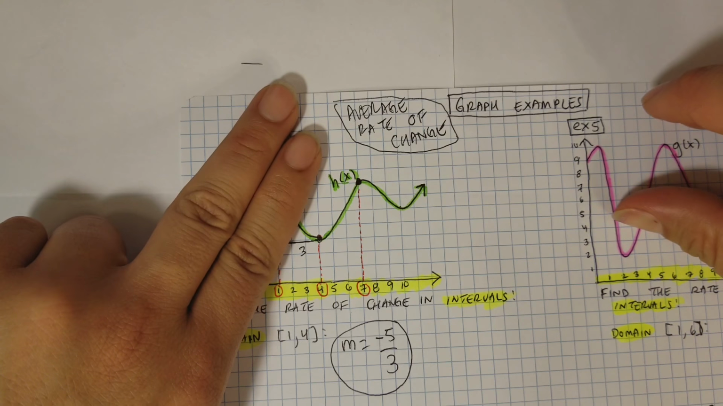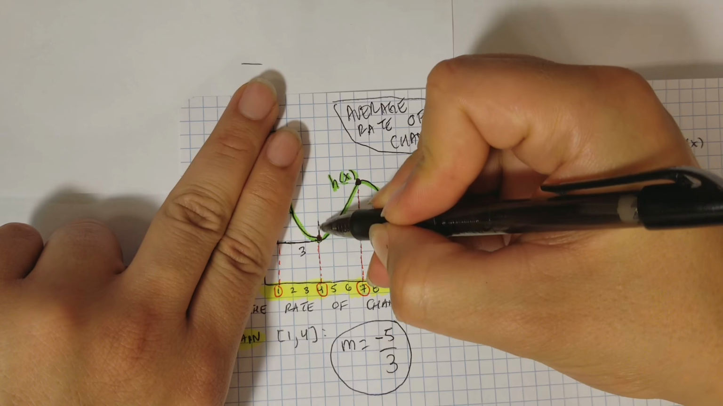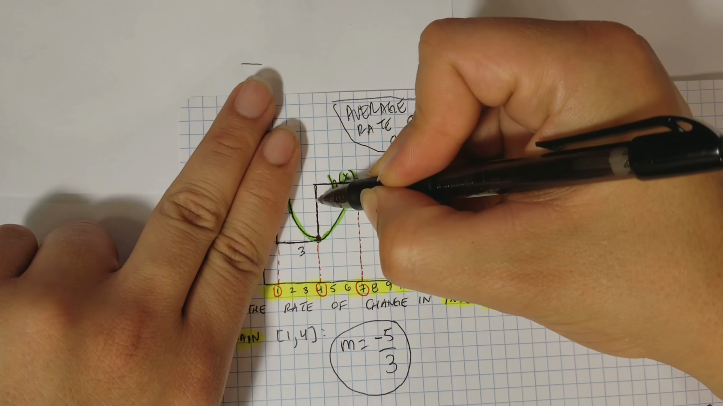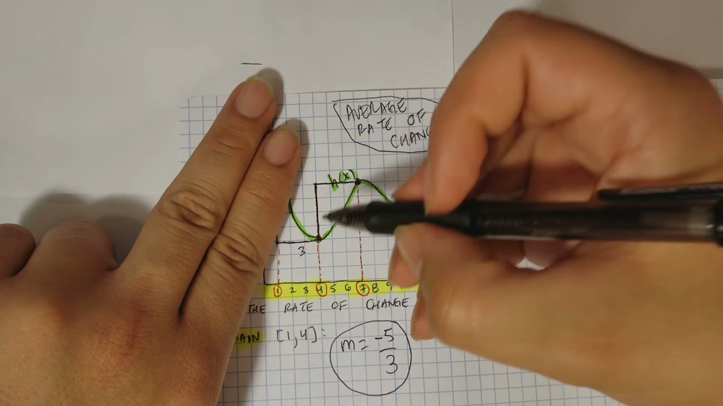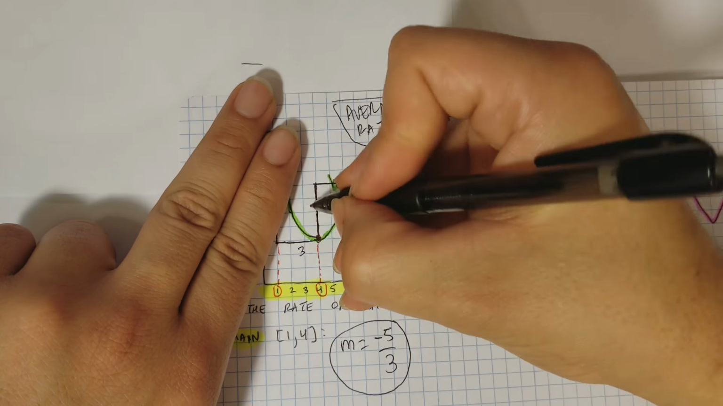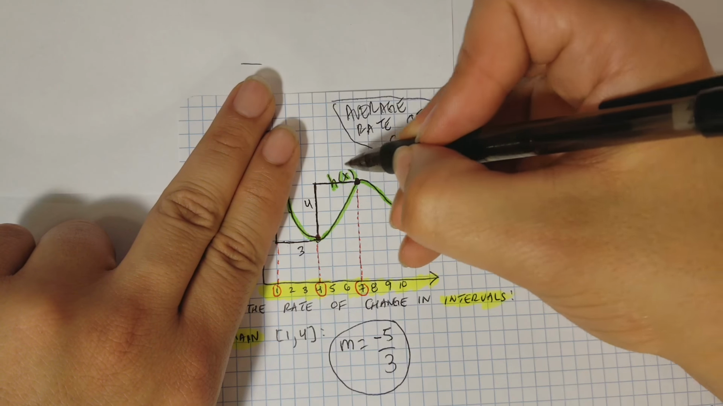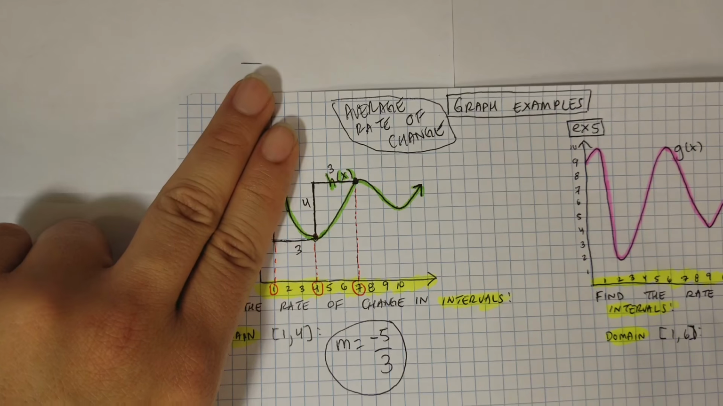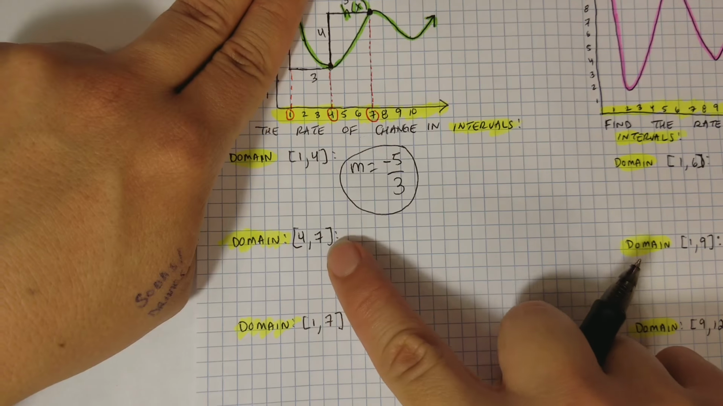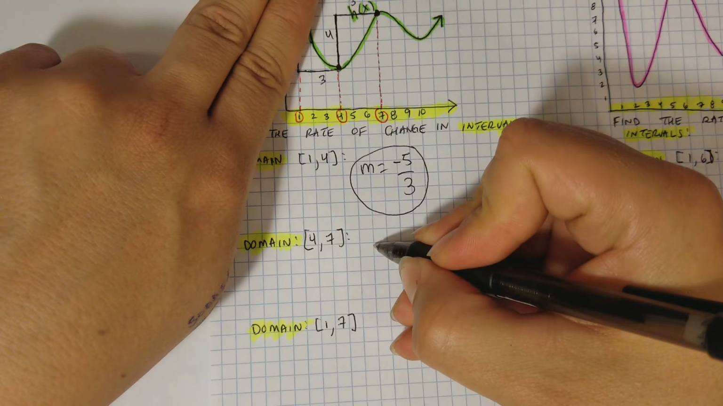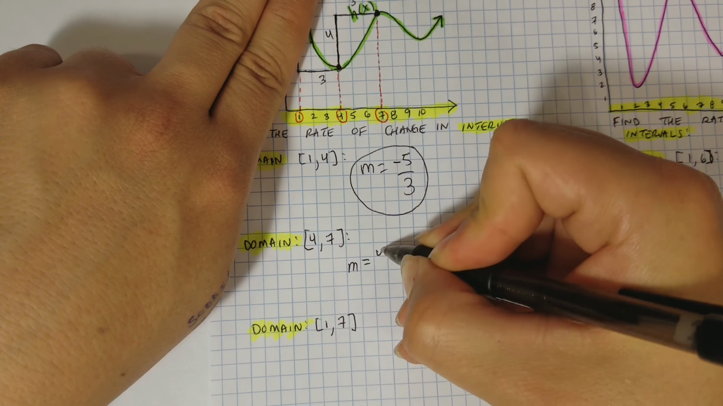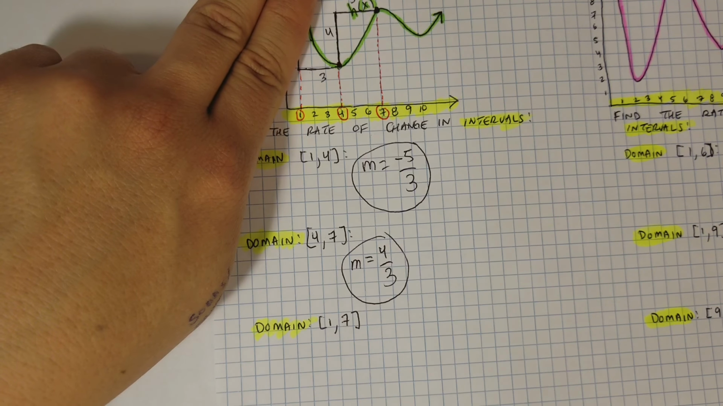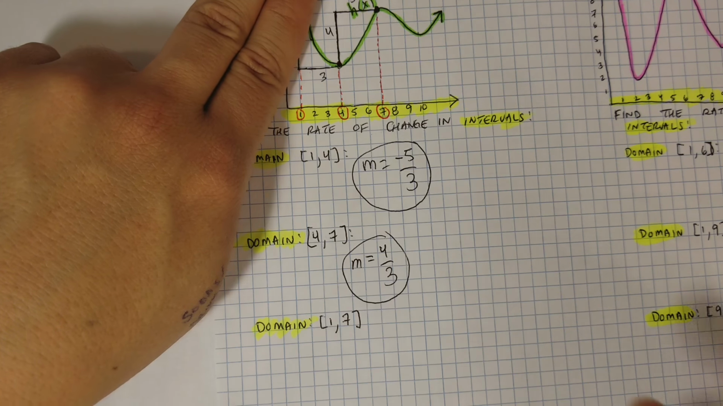This time, instead of going down, I have to go up a certain amount and then over a certain amount to get from one point to the other. How much do I go up? How much do I go over? I have to go up 1, 2, 3, 4, and over 1, 2, 3 to get from this point to that point, right? So up 4 spaces, to the right 3 spaces. So my slope from 4 to 7 is 4 over 3. Rise over run. Positive 4 because I went up, over to the right 3.